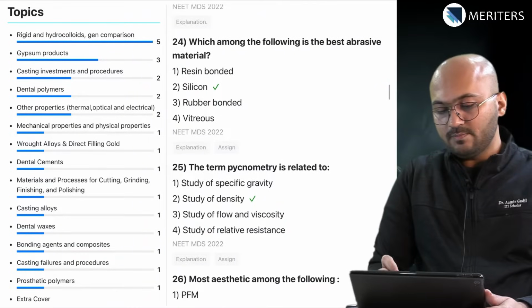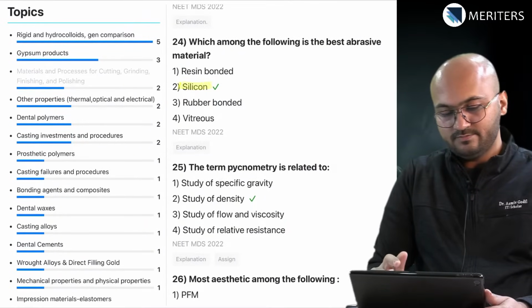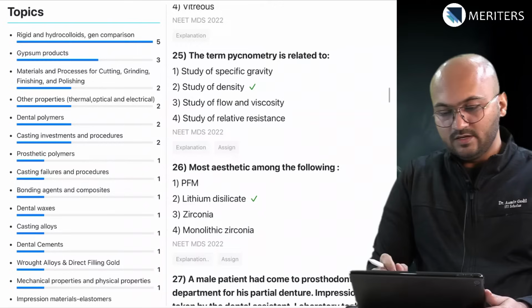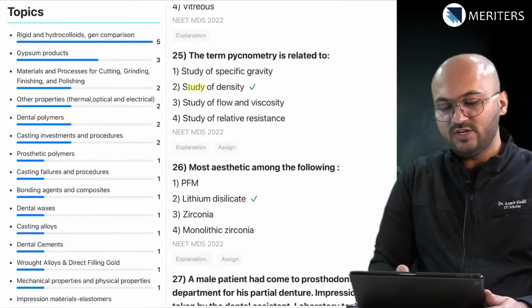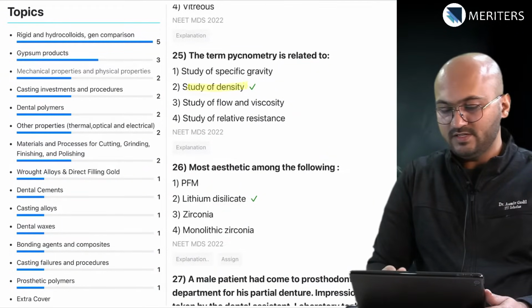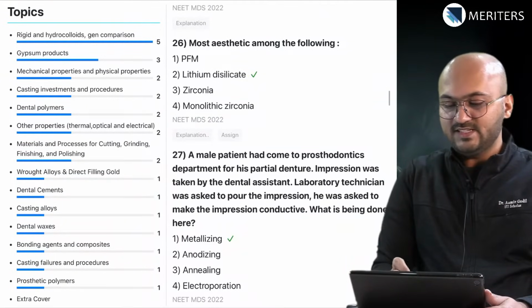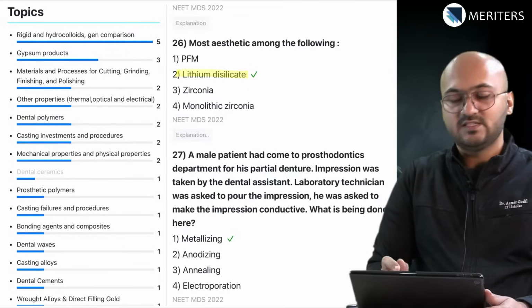Which among the following is the best abrasive material? Silicon. The term pycnometry is related to study of density, again mechanical properties. Most aesthetic is lithium disilicate, glass ceramic.